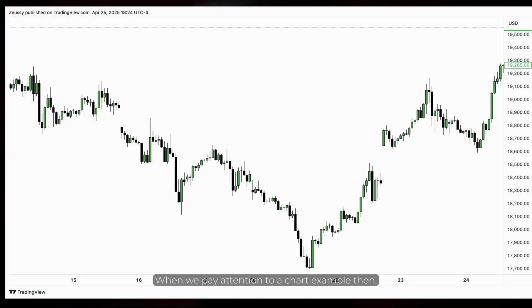When we pay attention to a chart example then, what I would like you to do is look at this area chart of Nasdaq, and I would like you to pause the recording, and try and annotate as best as possible what you're seeing right here.